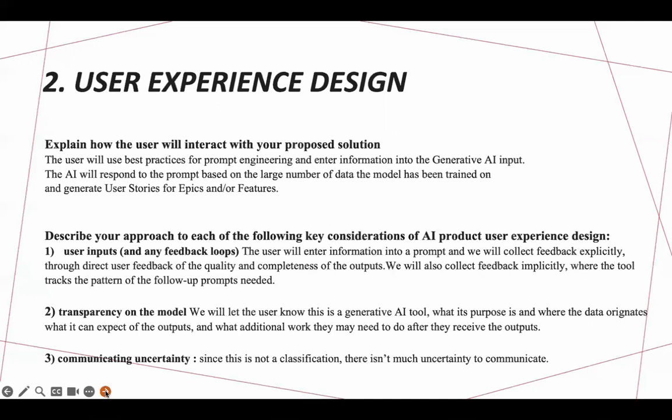Number 3, communicating uncertainty. Since this is not a classification model, there really isn't much uncertainty to communicate. The machine is just spitting out user stories, and the team decides whether they want to use them or not.